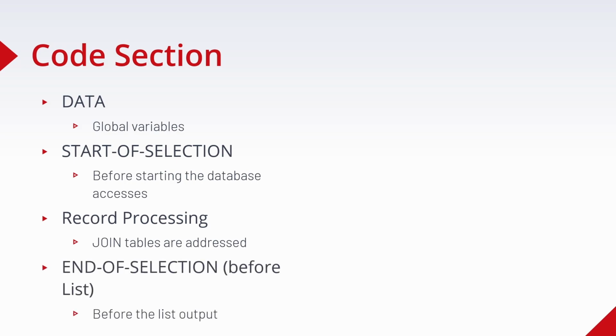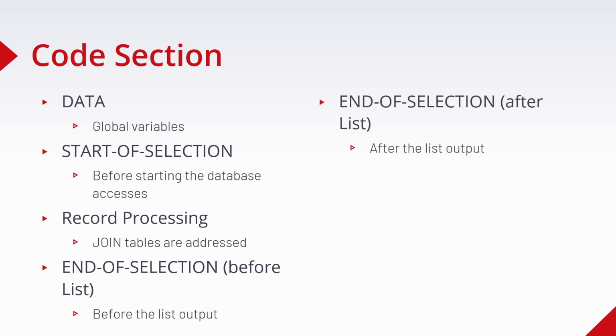End of selection before list. This ABAP code is used before the list output. Here it is particularly suitable for changing the internal data structure %G00 in order to influence the output. So it is mainly relevant for aggregated calculations and actions. End of selection after list. This ABAP code is used after the list output. Here it is also suitable for changing the internal data structure, again %G00, to influence the output. So it is mainly relevant for aggregated calculations and actions.